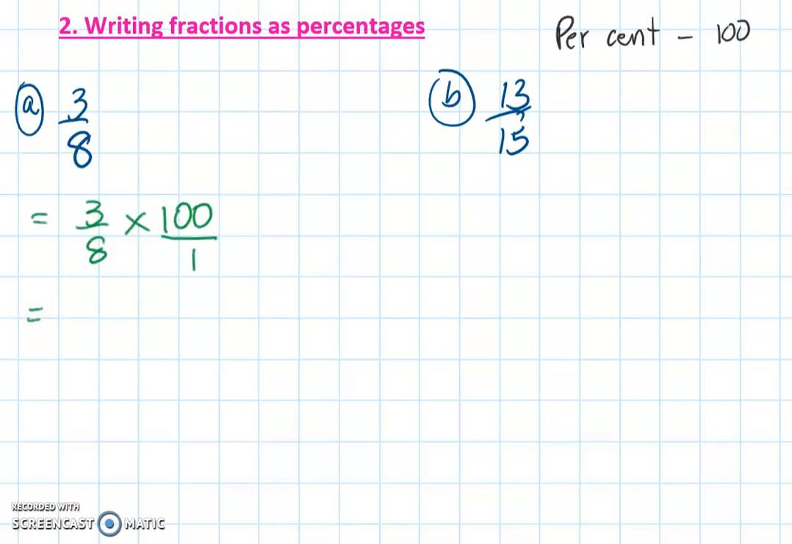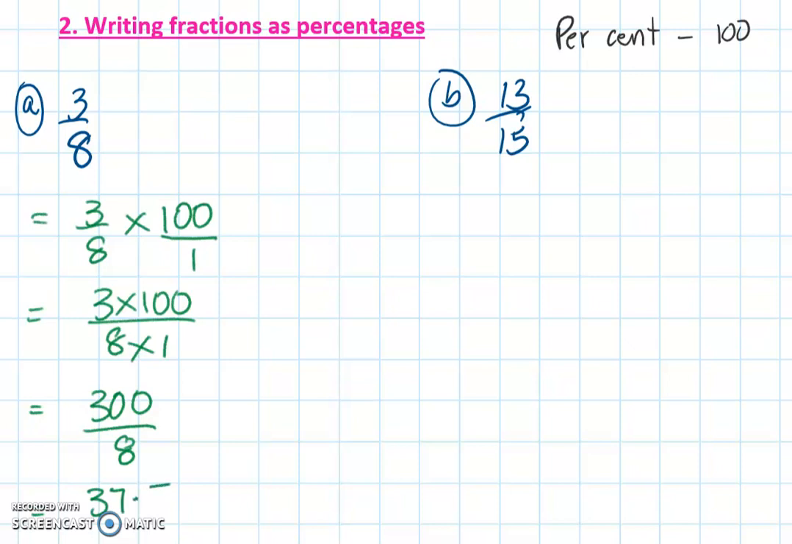A couple of ways of doing that. When you're multiplying fractions, that becomes 3 times 100 over 8 times 1. You can simply do this on the calculator, and what you'll get is just 300 over 8. If I evaluate that, that gives me 37.5. Because we're converting to a percentage, make sure you write down a percentage sign at the end.